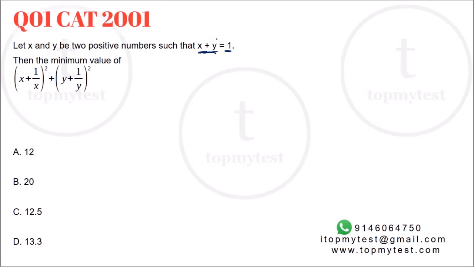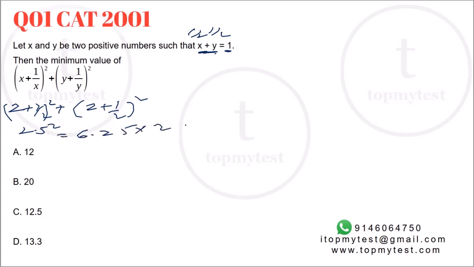If x increases, y goes down. If y increases, x goes down, right? So if I make both of them equal, so half and half, this will become 2 plus half whole square, 2 plus half whole square, right? What is 2 plus half? 2.5. 2.5 square will be 6.25. 6.25 into 2 will be equal to 12.5. Option C will be your correct choice.